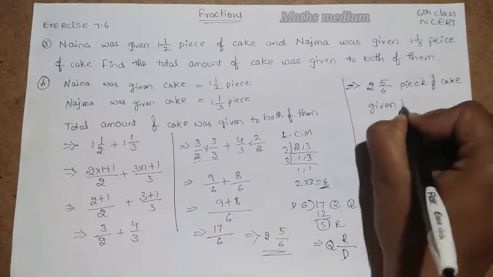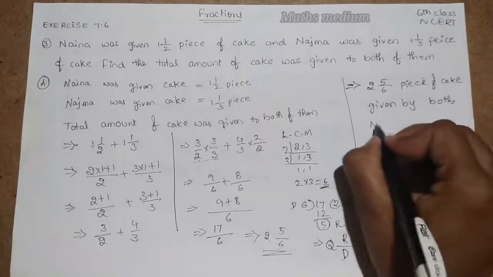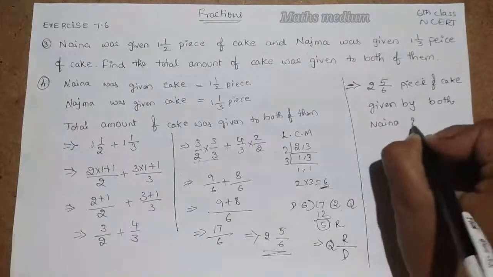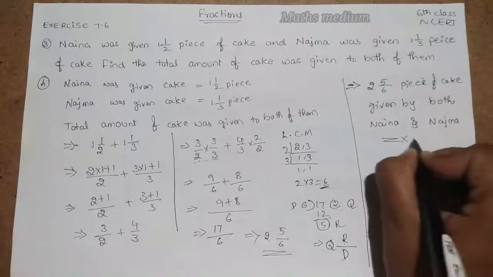So finally, 2 5 by 6 piece of cake given by both Naina and Nazma. So this is the answer for this question.